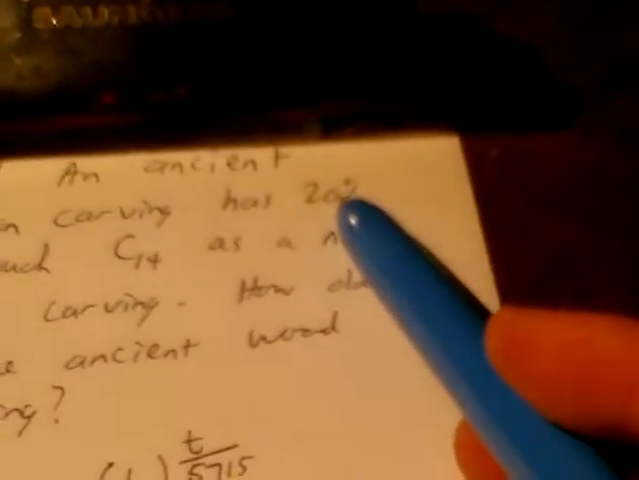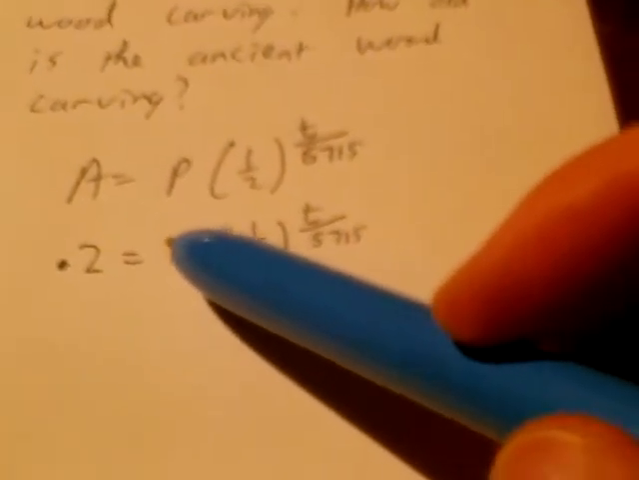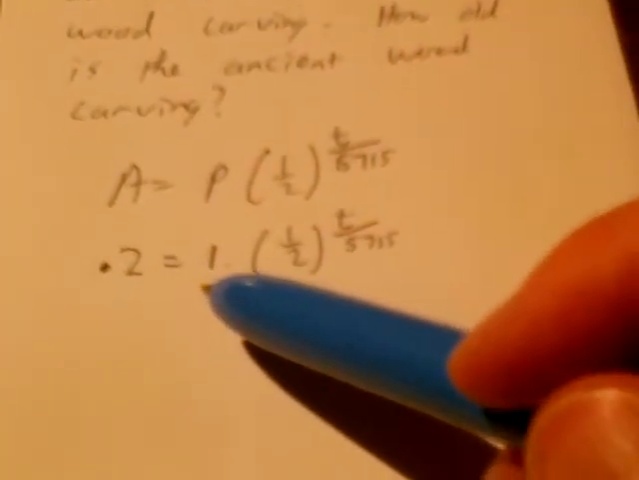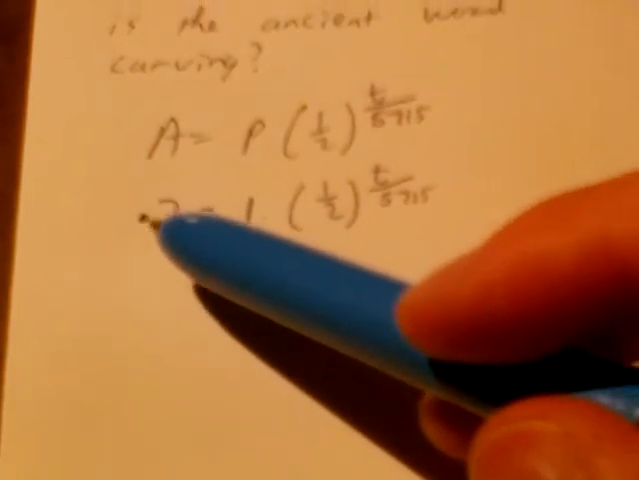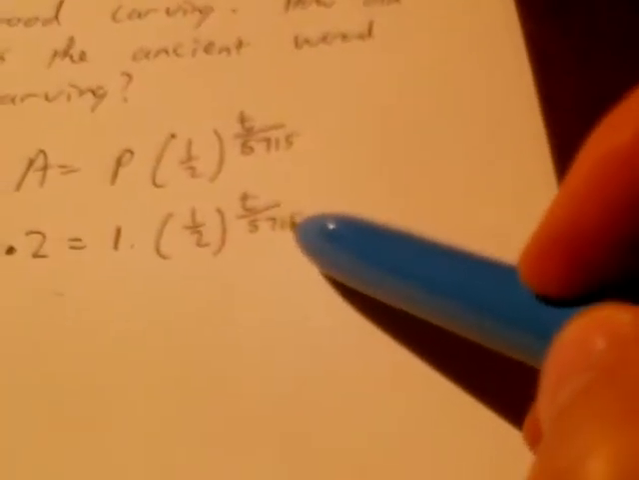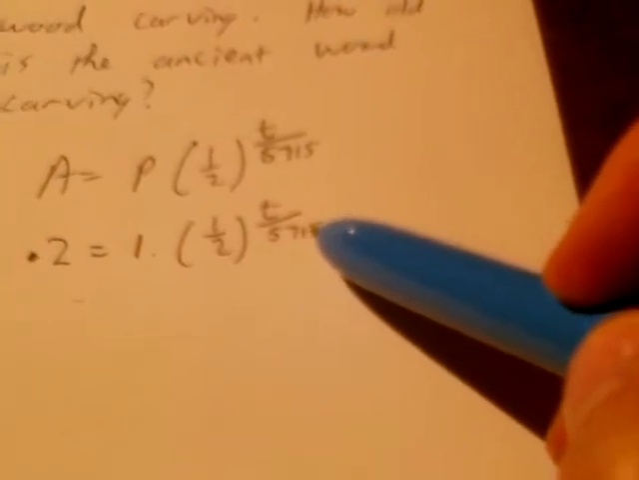Again, it's 20%, so we're going to use 0.2 and 1 here. We could use other numbers if we wanted to. We could have used 100 and 20 right here, but either way, we're still going to have to divide by 100, so we get 0.2 anyway. So here we have our 0.2 equals 1/2 to the T over 5715.